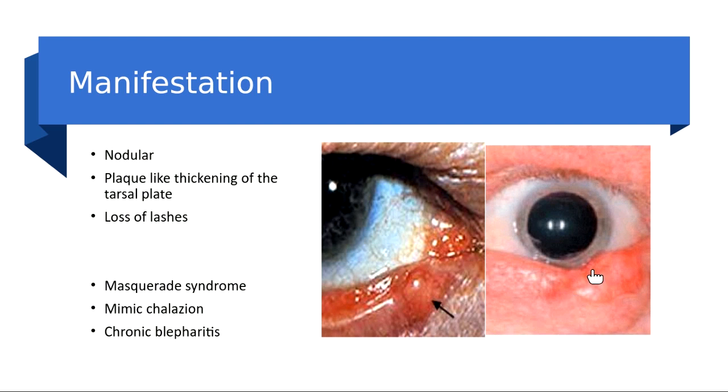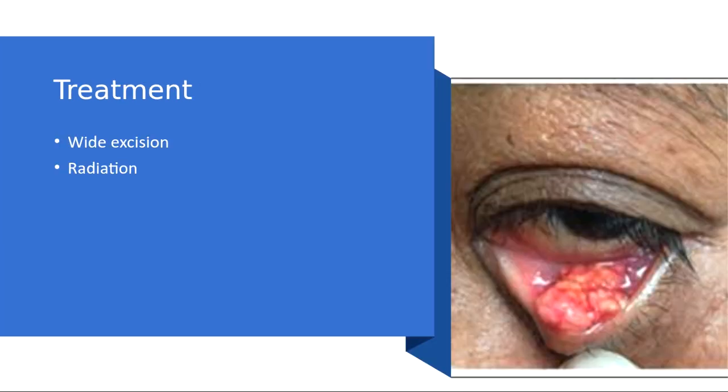This is presenting for the first time to a doctor, and more than likely you would think of it as blepharitis, meaning an inflammation of the lid margins. But as you look at it more carefully, it is nodular. There's loss of lashes. So these are the things that would cue you in that something ominous is happening.